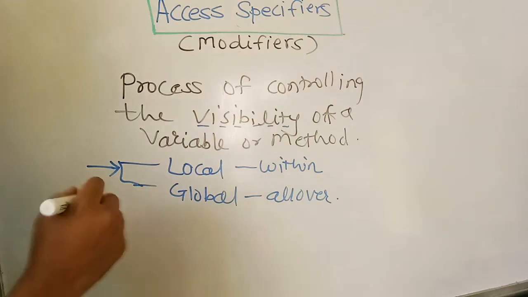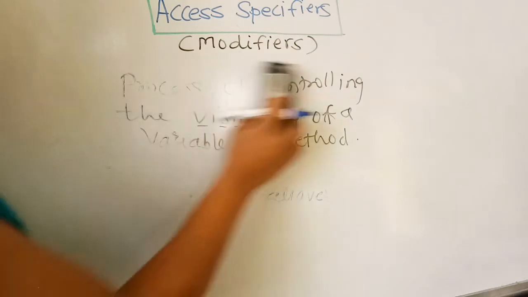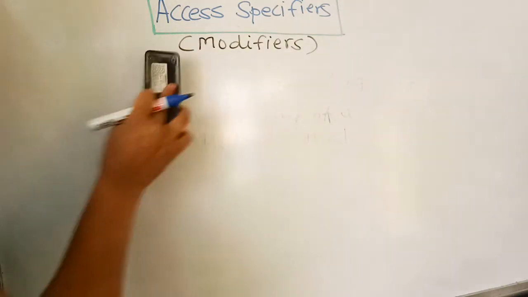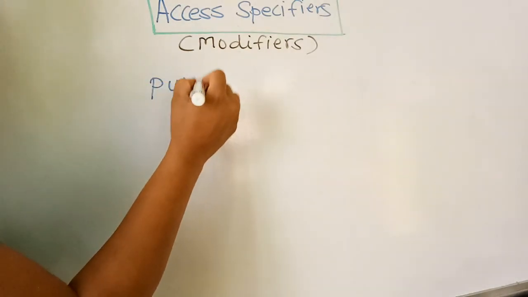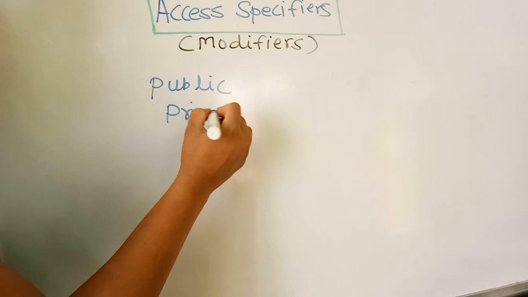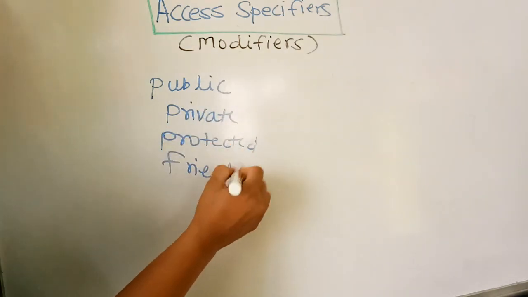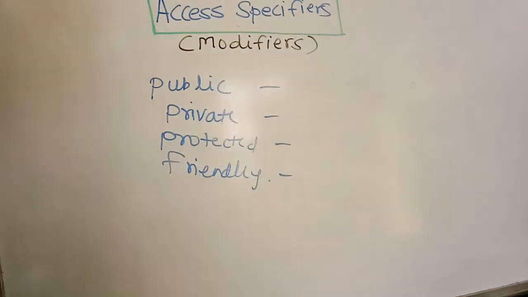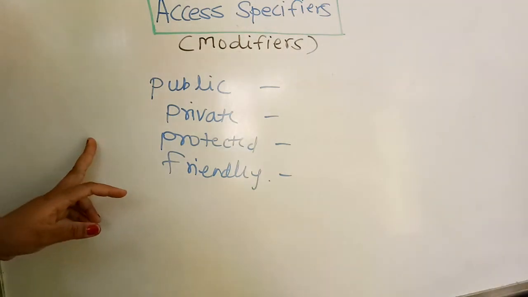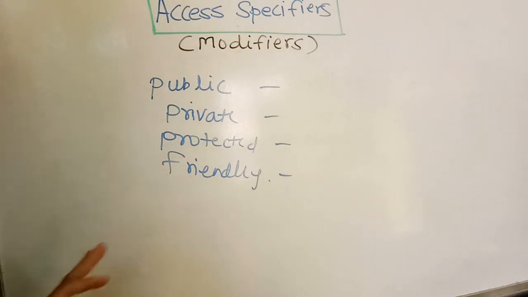Means, for example, there are four types of access specifier, and for example, that is public, private, protected, and friendly. So what does this actually mean? These mechanisms give us the area where the variable associated with this name can be accessible.